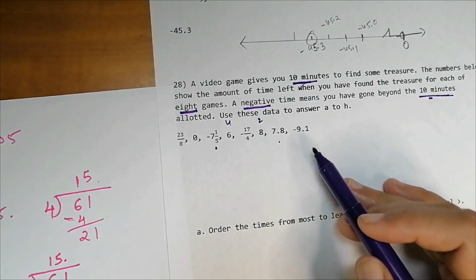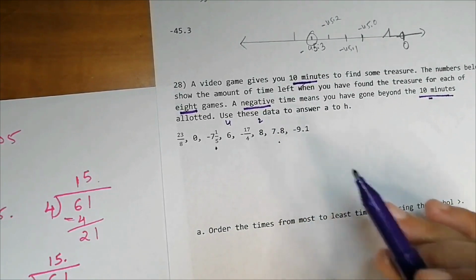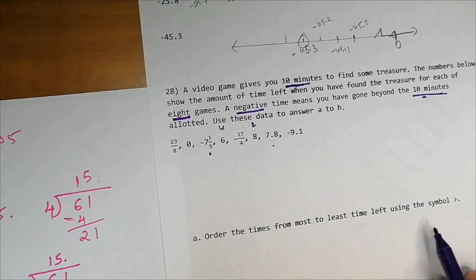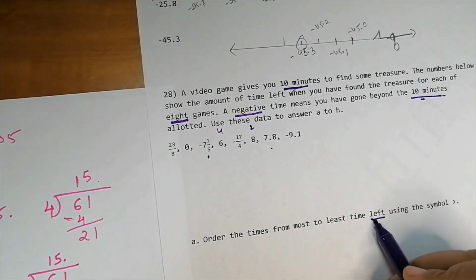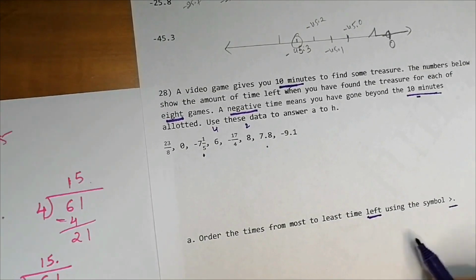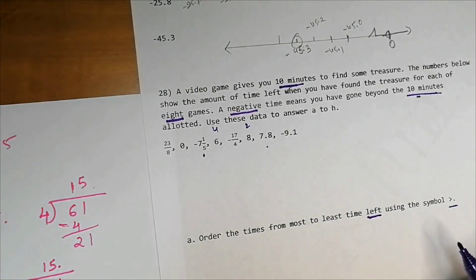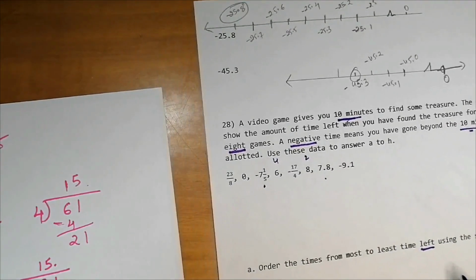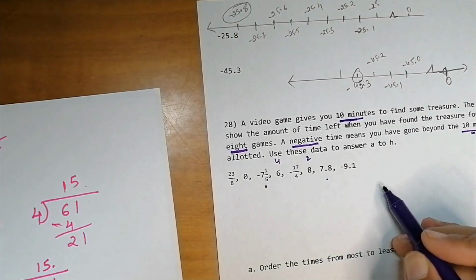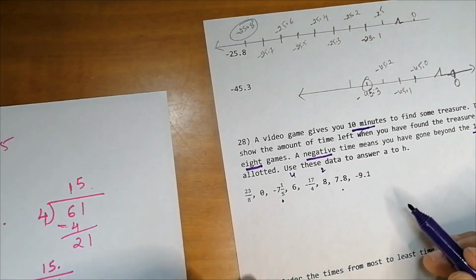Okay, so what are we supposed to do here? First, order the times from most to least time left using this symbol. So the time left, and you have to use this symbol. Always try and mark the important points, like important words, that helps you answer it easily. So for us to do this, first and foremost, we need all these numbers in the same format, okay? So let's try and convert these numbers first.